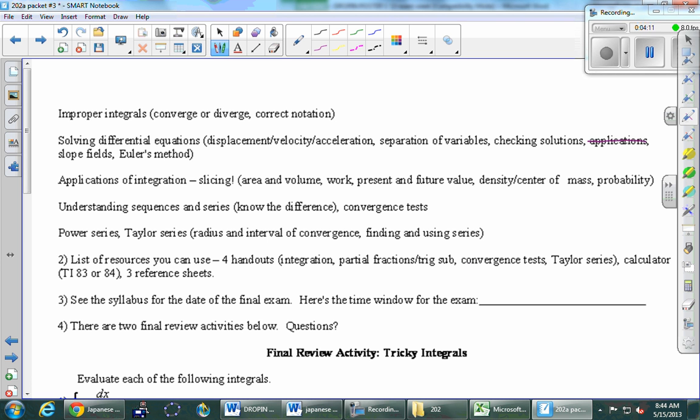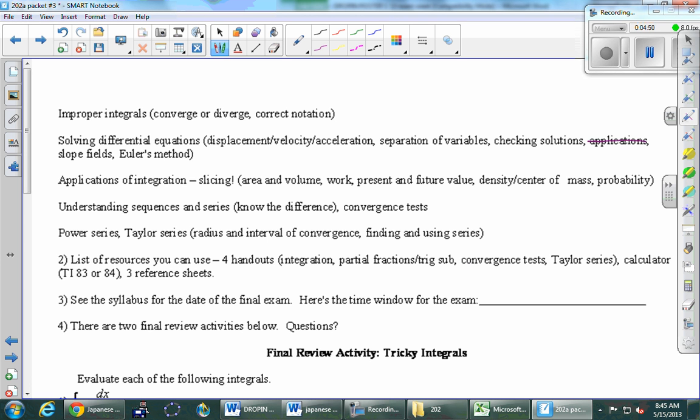Okay, resources you can use. 4 different handouts that I have given you. There's one on integration, one on partial fractions and trig substitution, one on convergence tests with the big table on it, and then one on Taylor series. You can bring all 4 of those with you. You can also use your calculator, and you can bring 3 reference sheets with you as well. So hopefully you've been holding on to those reference sheets for the different tests. You can bring those. Make sure that you do add some stuff for the last 2 days of the semester where we talked about the differential equations and the slope fields. So 7 pieces of paper total. Any questions on what you're allowed to bring?